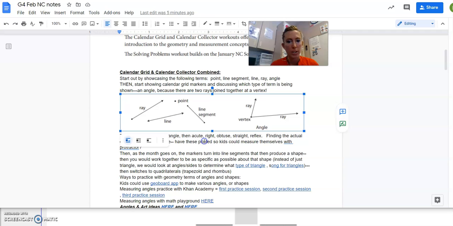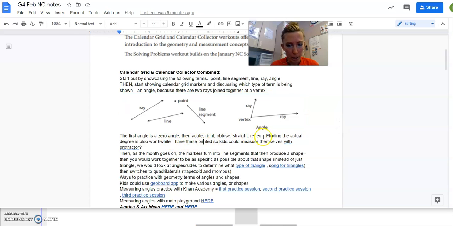And then start showing them the calendar grid markers, and find the actual degree of the angles that are given in the markers. You could have these printed off so kids could use a protractor themselves each day to practice what those angles are. As the month goes on, the markers turn into line segments that then produce a shape. And then you're trying to be as specific as possible about the shape, into what type of triangle it is by looking at those angles and looking at the sides. And then it switches to quadrilaterals and being able to say what type of shape that is and being more precise with our language.